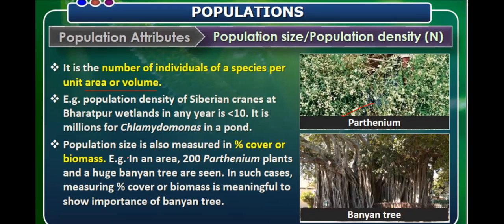Population size is also measured in percentage cover or biomass. Example, in an area, 200 Parthenium plants and a huge banyan tree are seen. In such a case, measuring percentage cover or biomass is meaningful to show the importance of the banyan tree, not numbers. So sometimes number is important, sometimes biomass is important.